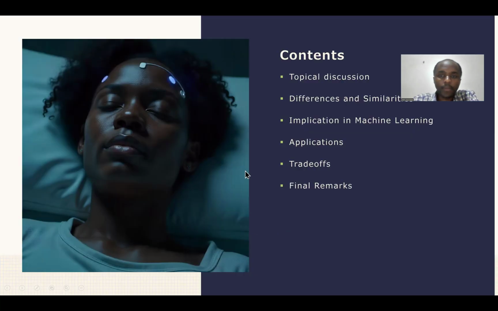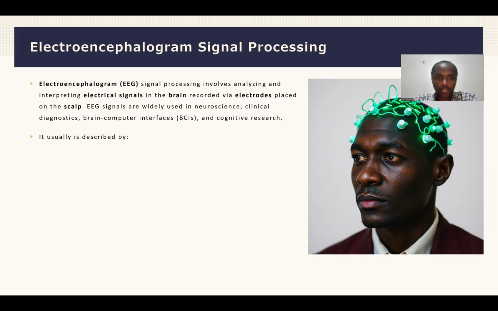Proceeding to the next slide, it indicates the contents for the slides that we shall be presenting, which is talking about the topical discussion and also differences and similarity, then also the implication in machine learning, then the applications, then the trade-offs, then the final remarks. So proceeding to the next slide, I'll be elaborating more on the electroencephalogram signal processing. Yeah, that's the EEG signal processing.